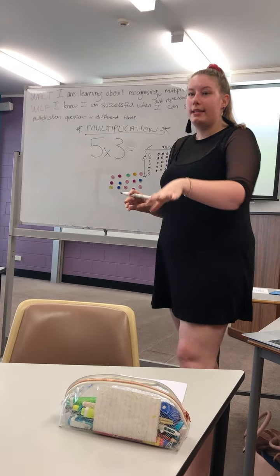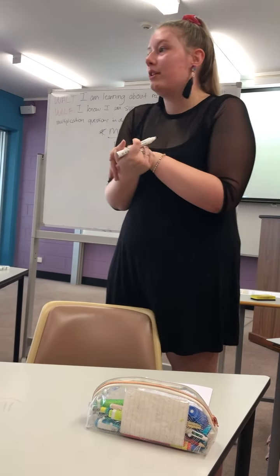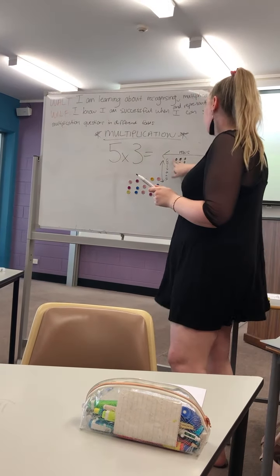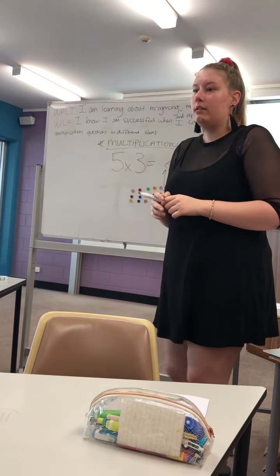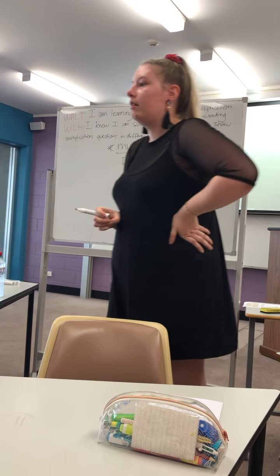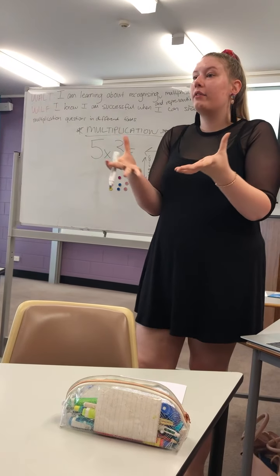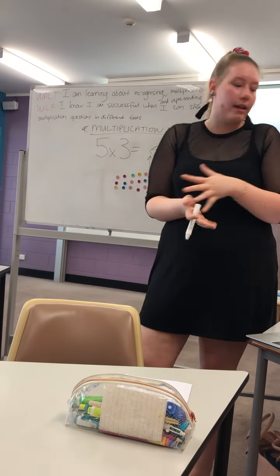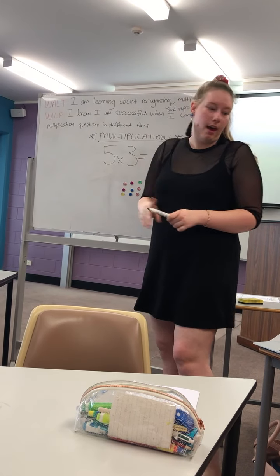You can see Melissa's already done it, but with the other way around, she's swapped them. But we want 5 in your columns and 3 in your rows. Very good. So we can see we're still using the same amount of counters every time, but we're just moving them around. So we're not actually changing the answer, we're just changing what the question looks like.